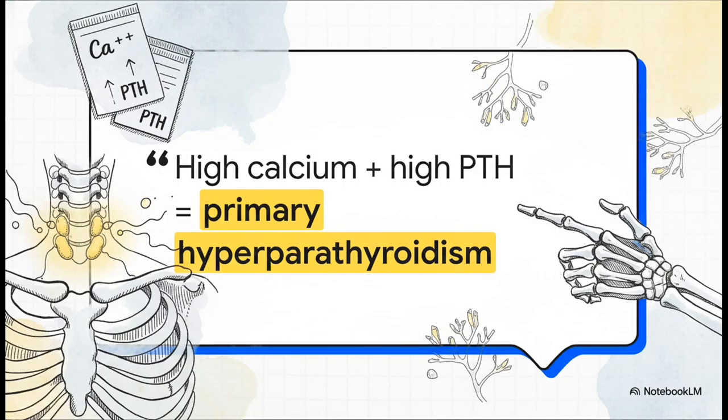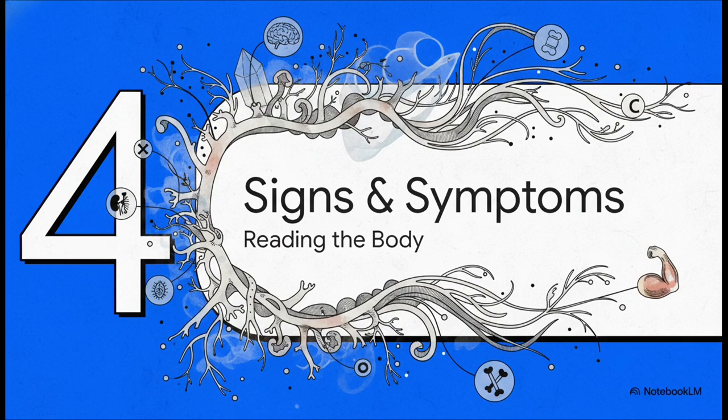So if there's one thing you write down for your exams, it's this. It's a simple but incredibly powerful rule of thumb. If you see a lab report with high calcium and you also see a high PTH level, your diagnosis 9 times out of 10 is going to be primary hyperparathyroidism. So we've gone from the lab values to the causes. Now, how does this all actually show up in a person?